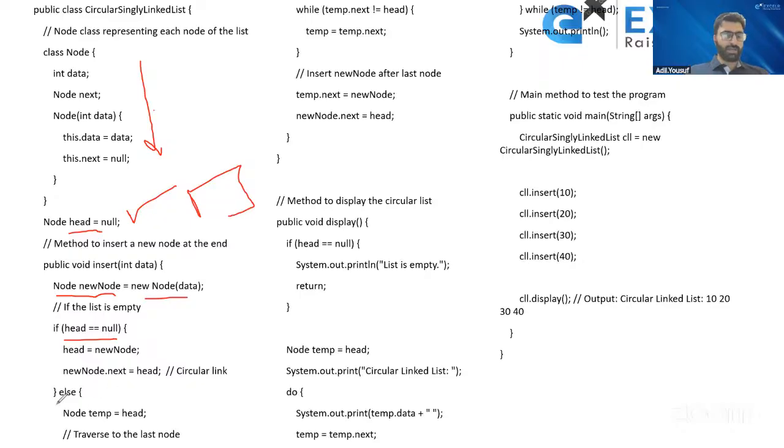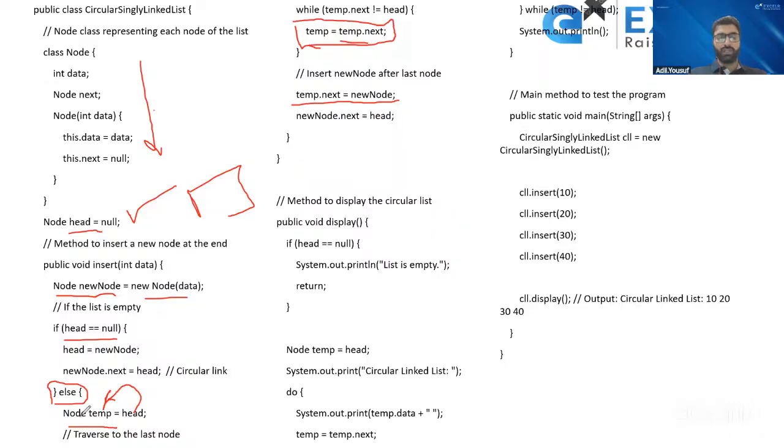Then, if the list is not empty, I have to set a temporary variable. Initially I will set head into that temporary variable. Then this temp will go on, temp dot next, temp dot next, and so on. We will check until temp dot next is equivalent to head. When temp dot next becomes head, what does that mean? It simply means that this is the last node in a circular linked list.